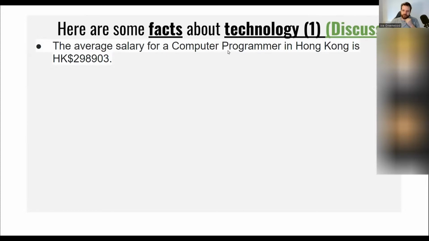The average salary for a computer programmer in Hong Kong is 298,903 Hong Kong dollars per month. What? Is it that much? Yeah. For a computer programmer. I think it's a high level computer programmer, right? So what's the consequence of this fact?